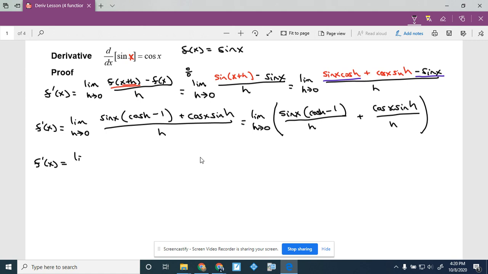So now I have the limit as h goes to 0 of sine x times cosine h minus 1 over h, right? And then plus, I'm going to have cosine x times sine h over h. And you're like, wait a minute, that's not what you did before. How come you're not putting in h over the sine x? That's kind of like what you did before.